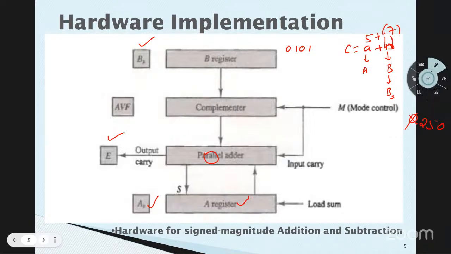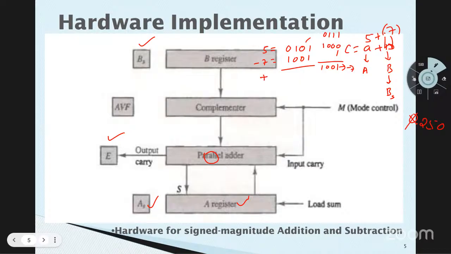Okay. So 7 and the 7 equivalent value is 0, 1, 1, 1. But for -7, that is represented in 2's complement. First you can make it 1, 0, 0, 0. Then you can add 1, giving 1, 0, 0, 1. Therefore 1, 0, 0, 1. This is -7 and this one, oh sorry, this is +5 and this is -7. Then finally you can perform addition only.